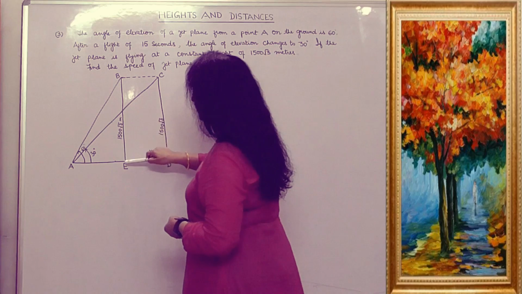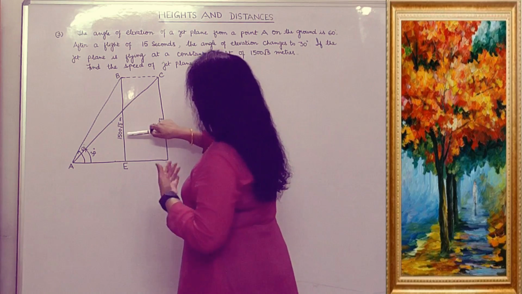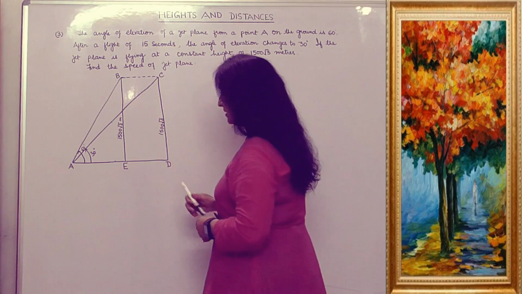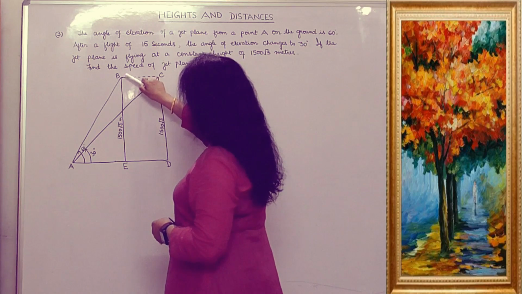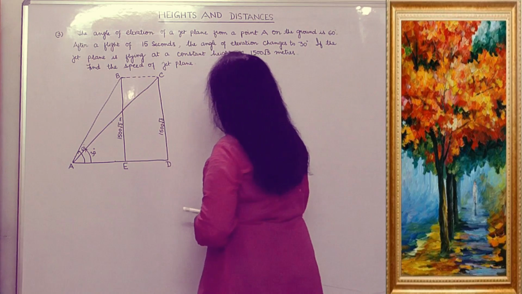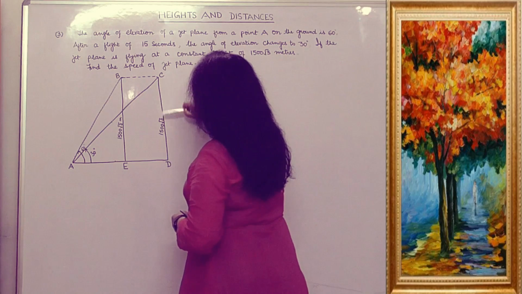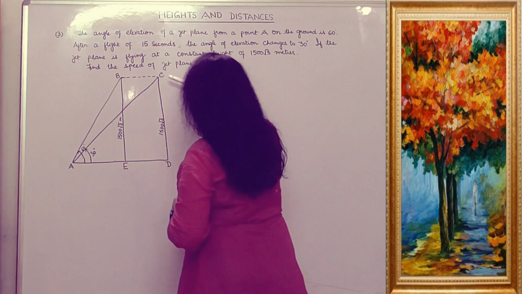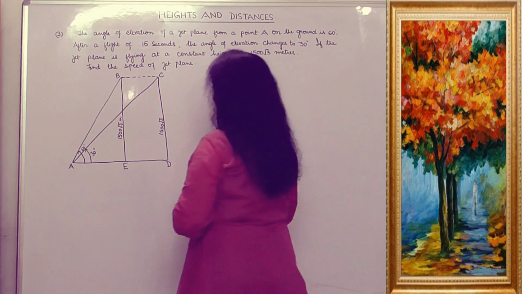The height of the plane is constant, that is 1500 root 3 meter. It means the height of the initial position of the plane is BE, that is 1500 root 3, and the final position of the plane is C, and CD is equal to 1500 root 3. It means after 15 seconds the plane is at the same height.